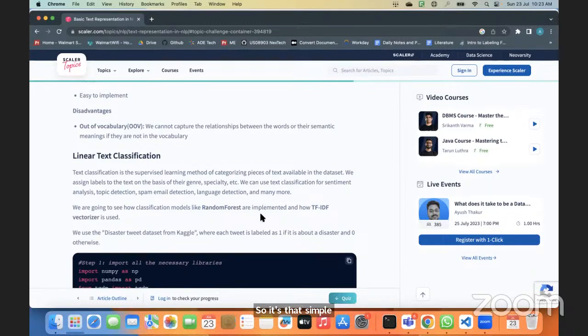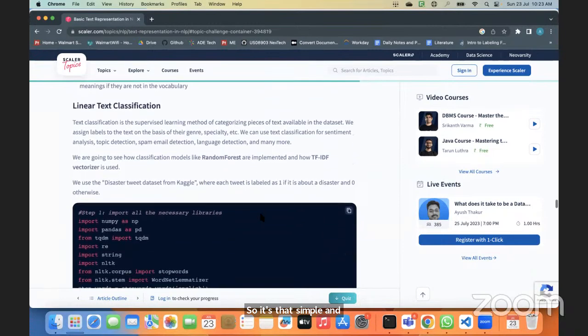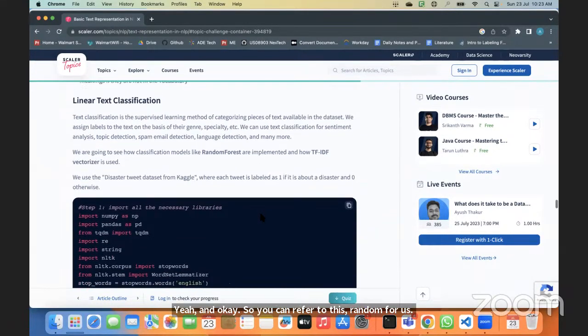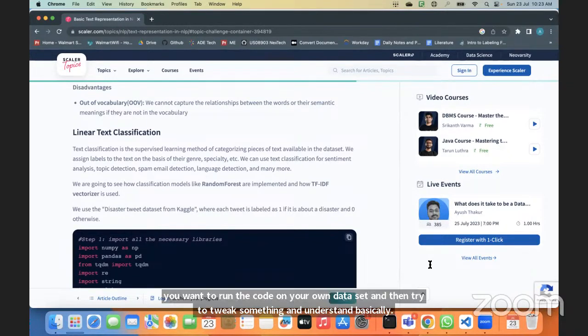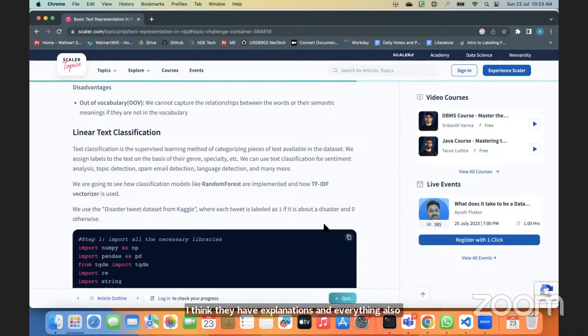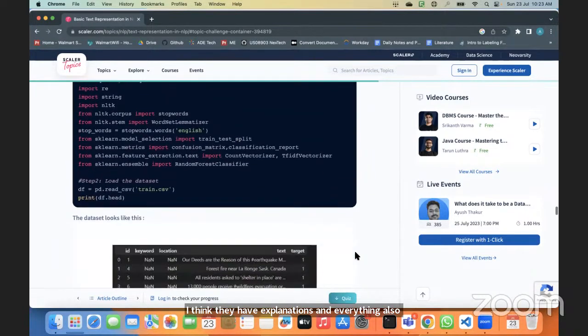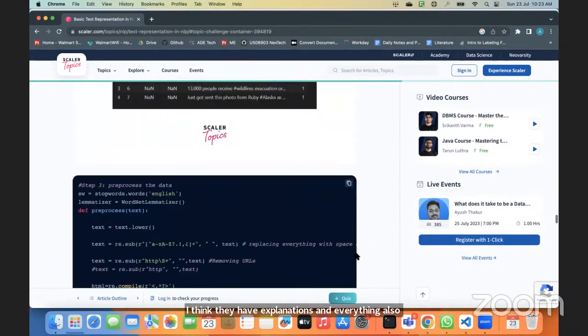And yeah, you can refer to this random forest. I think you will be given code anyway, and then you have to run the code on your own data set, and try to tweak some things and understand. I think they have explanations and everything already well defined. And I've seen the projects. I don't know whether you have just the names or anything.